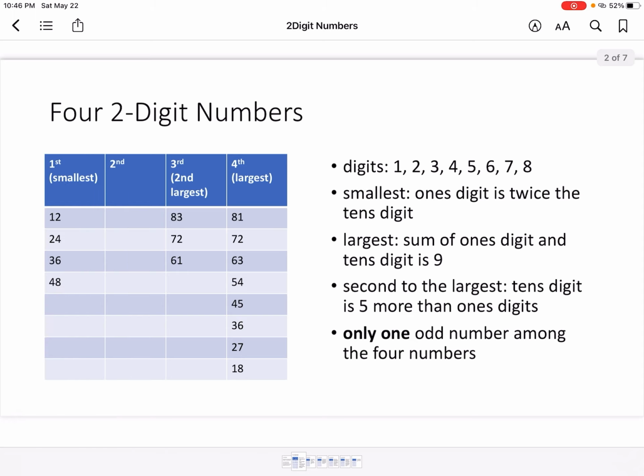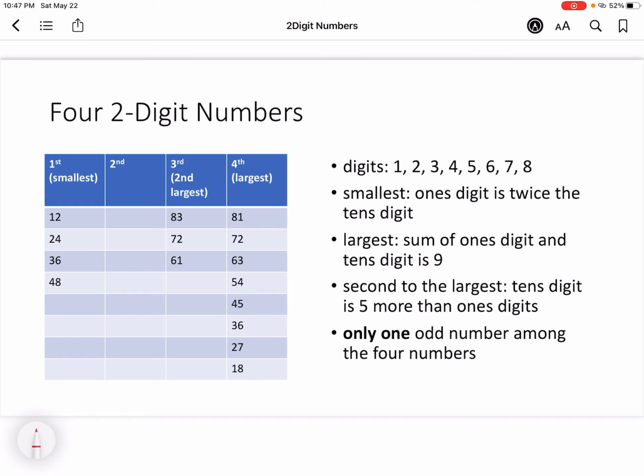So pwede yung tignan yung mga numbers. For example, yung first column is the smallest number, yung fourth column is the largest, at yung third column is the second largest. So makikita natin, ito na yung mga numbers na sinasabi niya. Ito yung lahat ng possibilities.